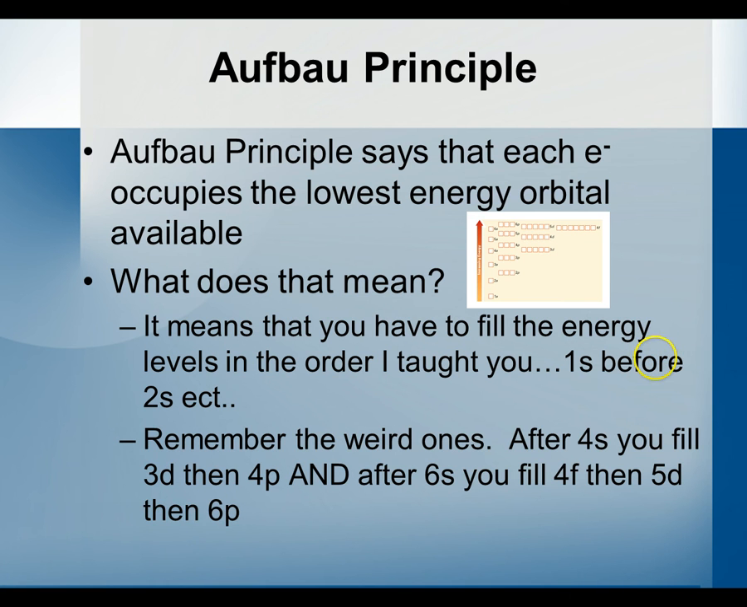Now remember the weird ones. So we have to fill the 4s before you fill the 3d. And then you have the 4p. And after the 6s, you have the 4f, and then the 5d, and then the 6p. So as long as you can memorize the order in which we do that, you should be okay.